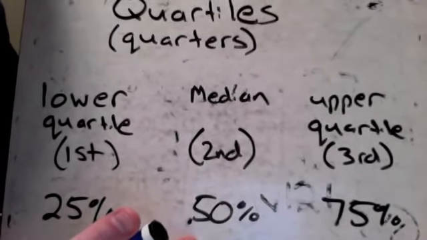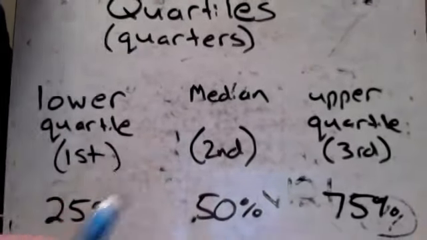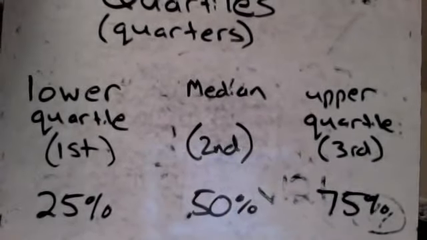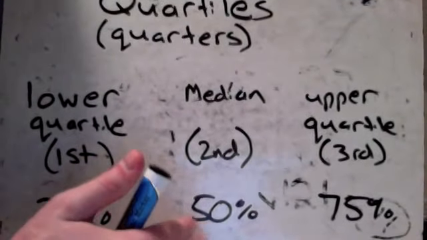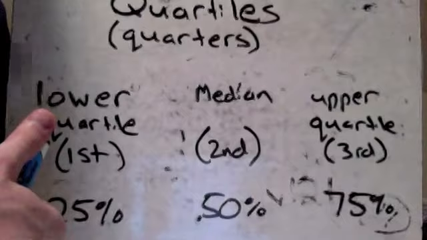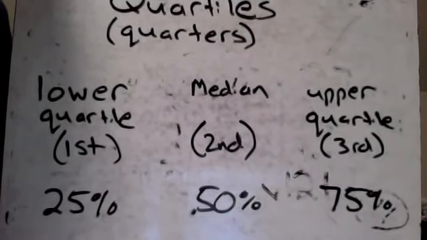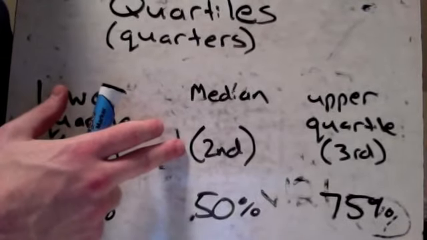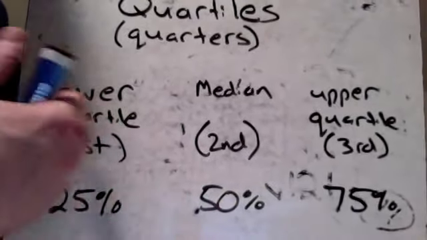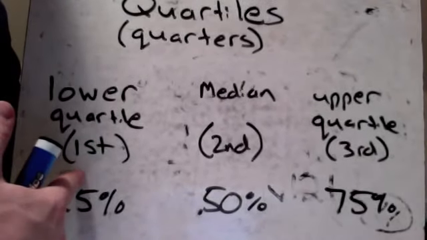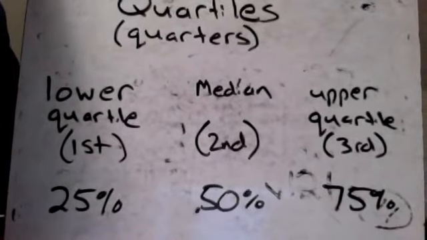The median is the middle number, and the median is right at 50% of our data, or it's half of our data, right in the middle, meaning that at the median, 50% of our data is below the median, and then 50% of our data is above the median. That is our second quartile, our second quarter. The ones we haven't talked about yet are lower quartile, which is often called the first quartile, and upper quartile, which is often called the third quartile.